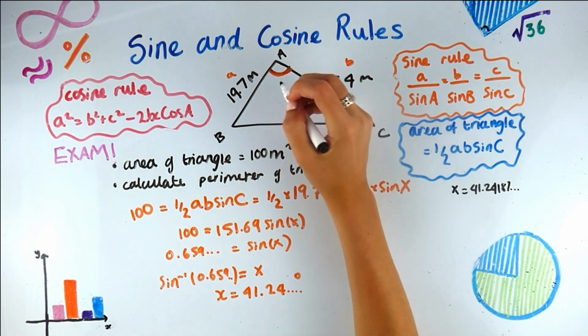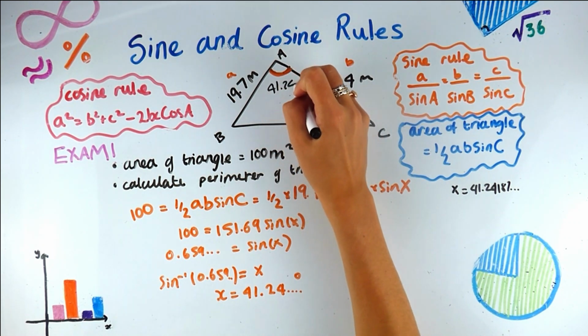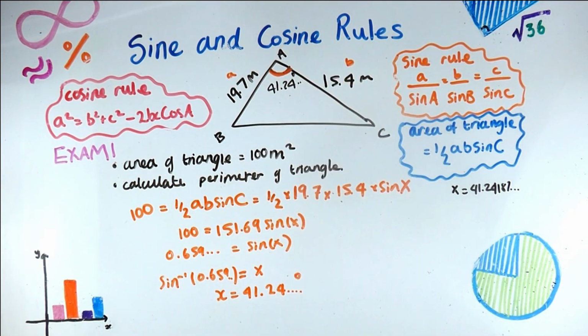Without simplifying it too much, because I'm going to use it in further calculations. So that was the first step. I've dealt with the area of the triangle bit, that's all I can do, and I've found an angle, which is going to be helpful.